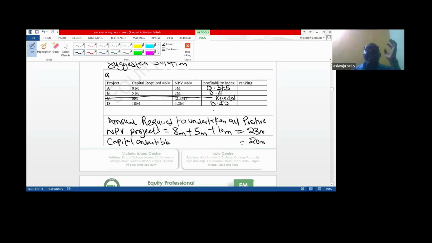When you are done, rank your projects in the order of the highest profitability index. That means project D first, project B second, and project A third.